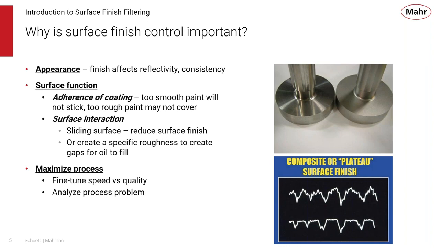And also you want to check the surface to maximize the process, because you don't want to have too much machining time on a surface that's really not required. So by having good surface control, you can achieve what the spec calls for in the most productive amount of time. And also you can use surface finish to analyze process problems. If the machine is breaking down, for example, you might see that coming through as a surface finish problem.